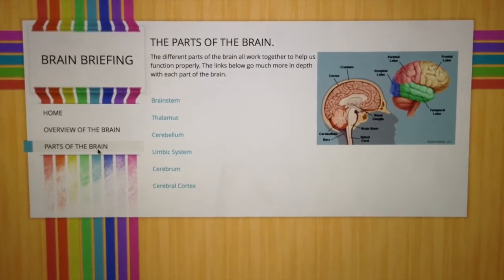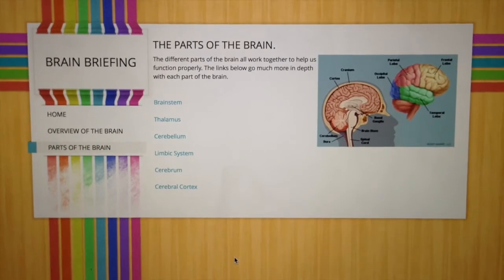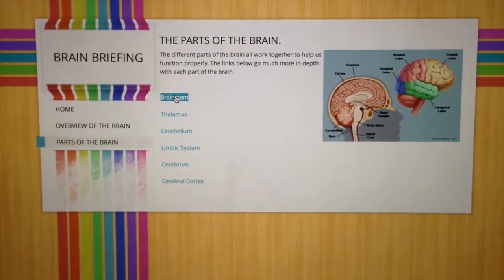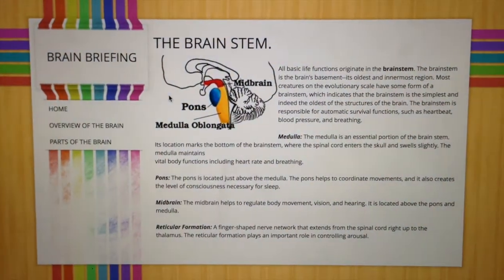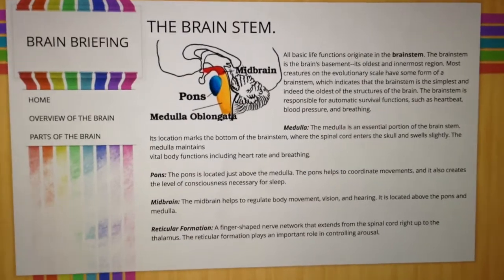We are taken to a page that has links to each part of the brain. These links will explain in depth the function and location of each brain structure. Let's start with the oldest and innermost part of the brain, the brainstem. Once we have clicked the link, we will be transported to the three sections of the brainstem: the medulla, the pons, and the midbrain.